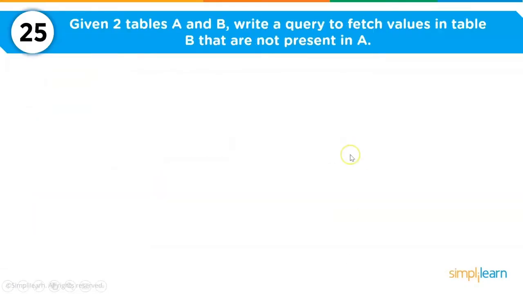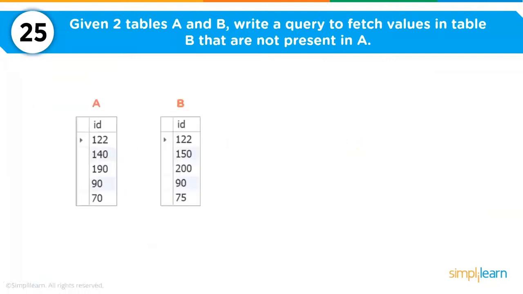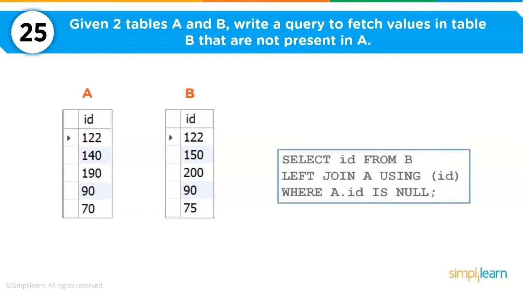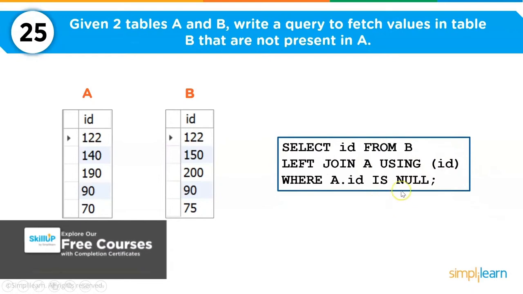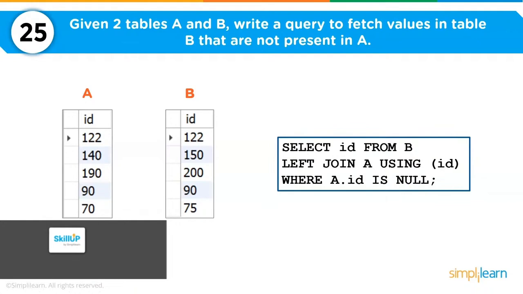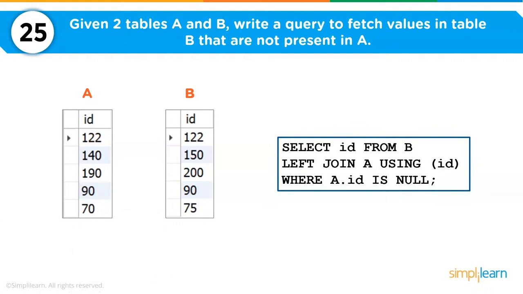Now coming to the 25th question. Given two tables A and B, we want to write a query to fetch values in table B that are not present in table A. Now to answer this question, you can use the left join. What left join does is it returns all the rows from the left table and only matching rows from the right table. And I've used my condition as a.id, which is in the right table, should be null.